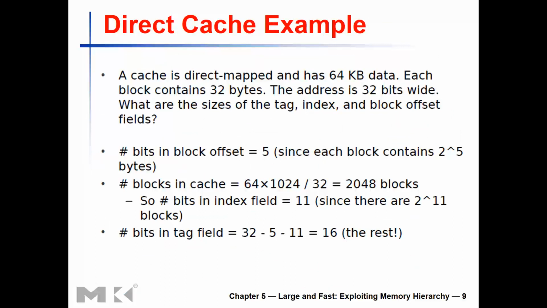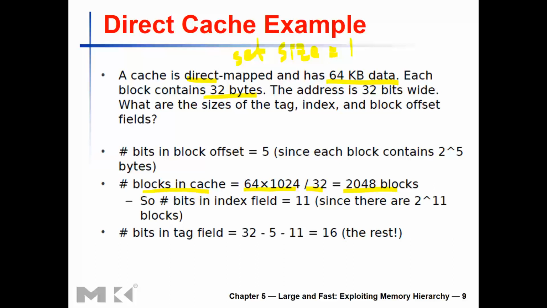Okay, let's take a look at this cache example here. He says we have a cache that is direct mapped, which means the set size equals 1 block per set. It has 64K of data, so that's the size of the cache. Each block contains 32 bytes. So for the number of blocks in the cache, you divide the cache size by the size of the block, and you get 2048 blocks.